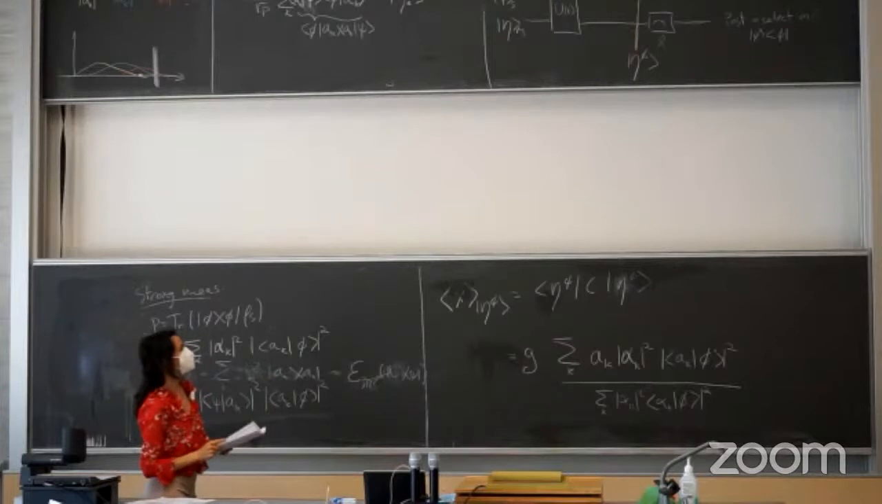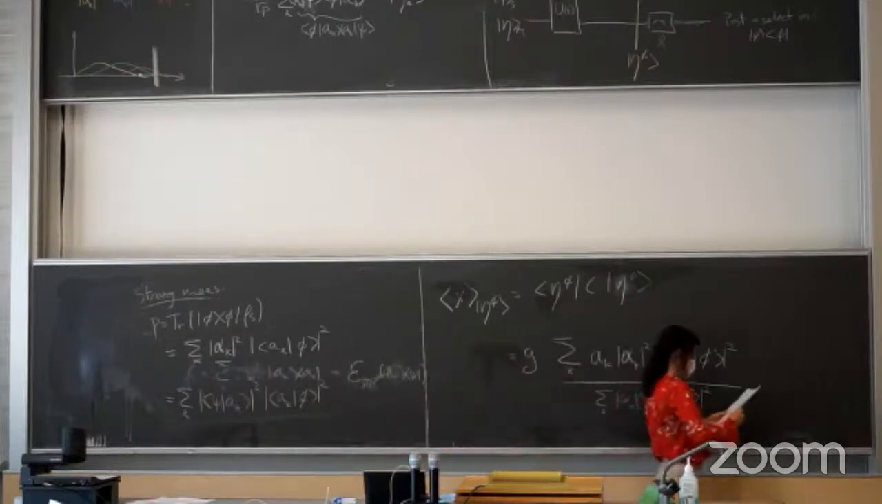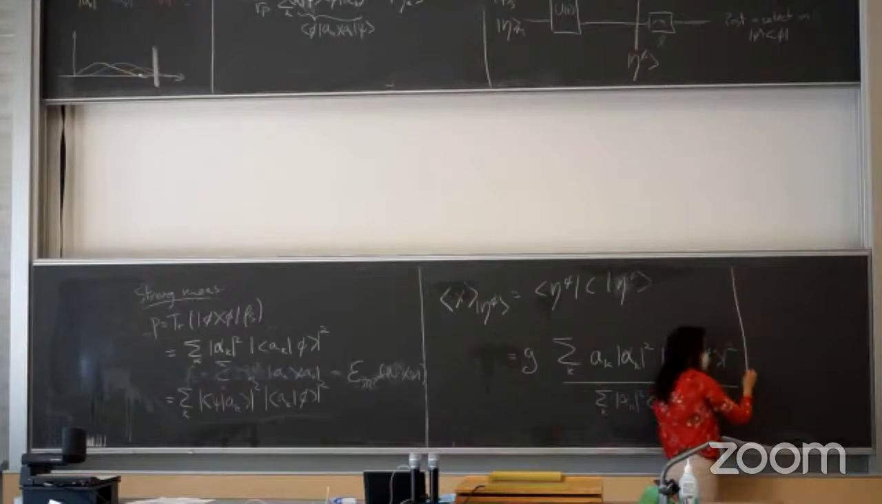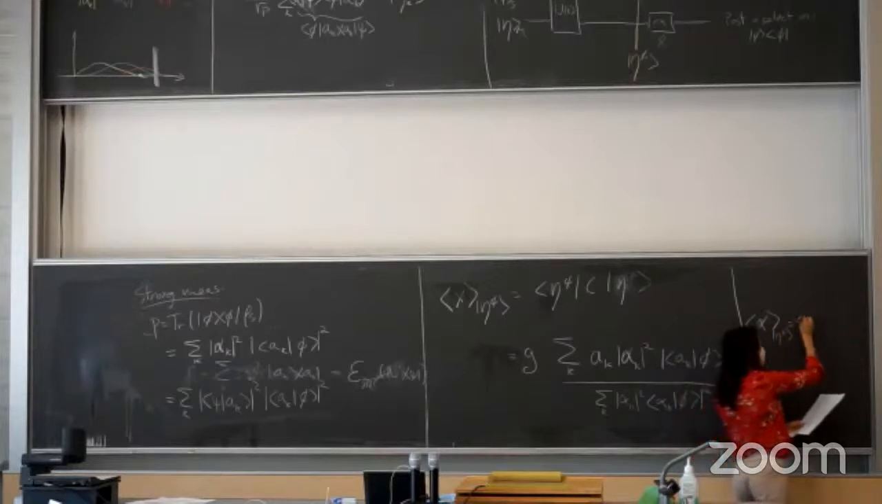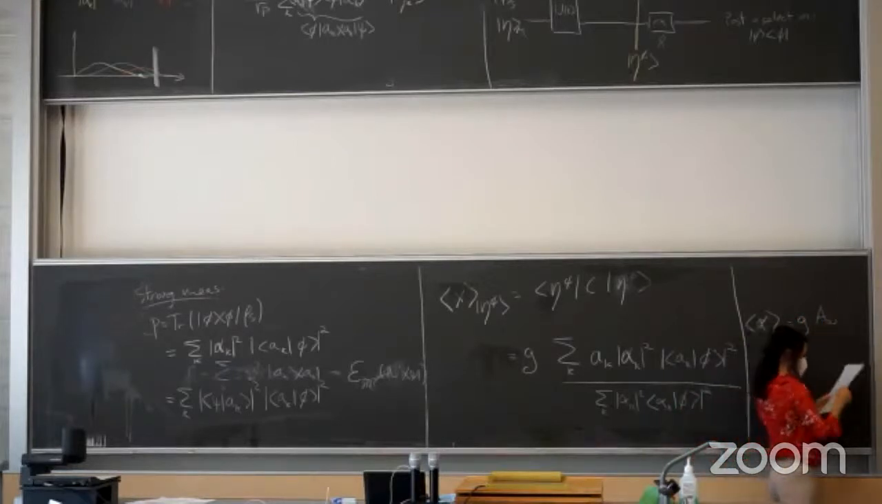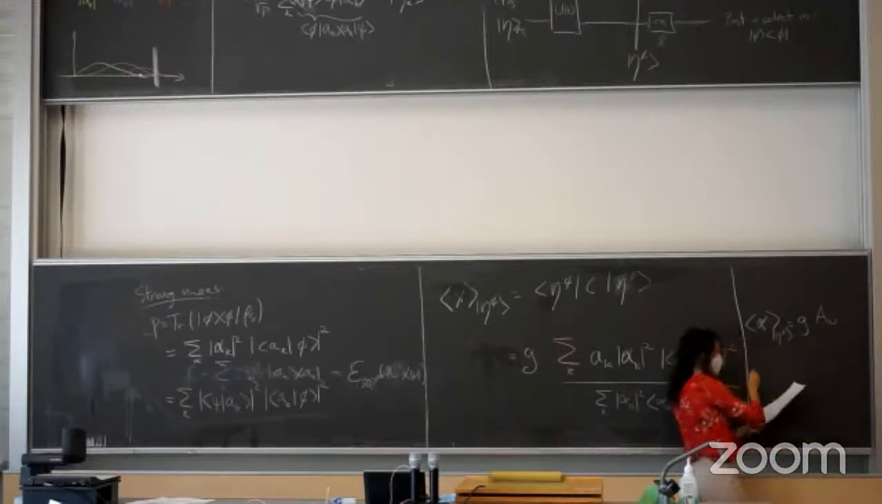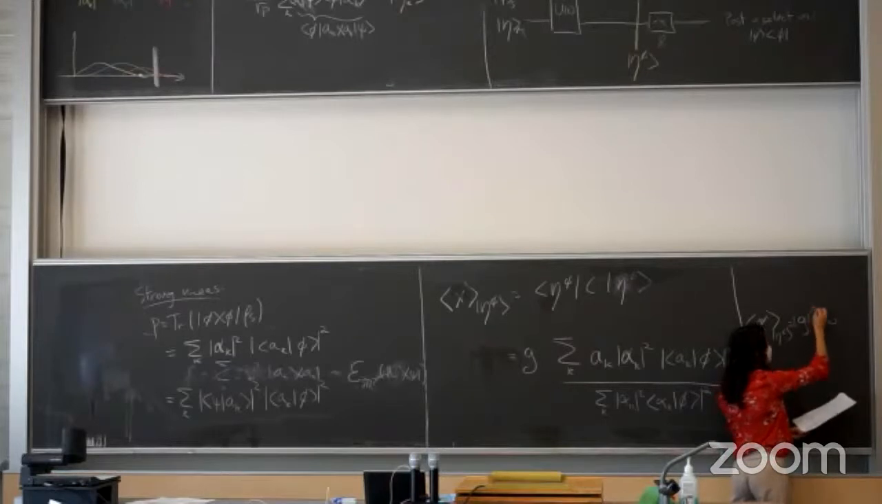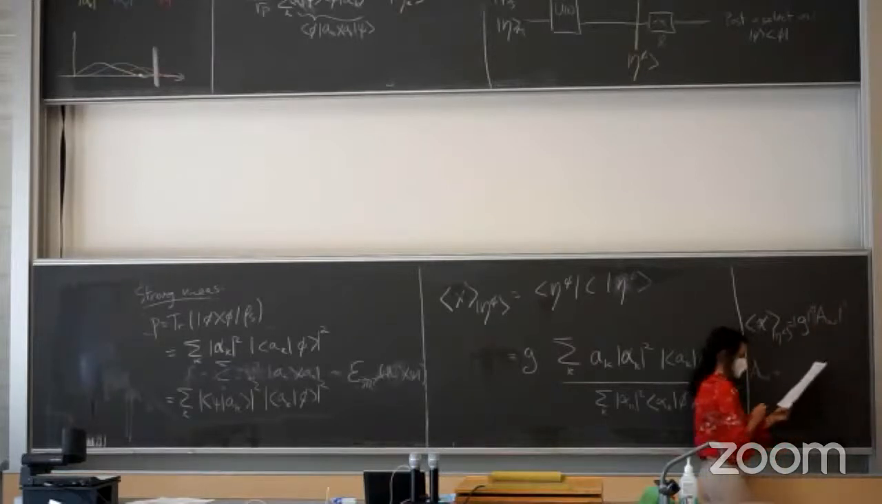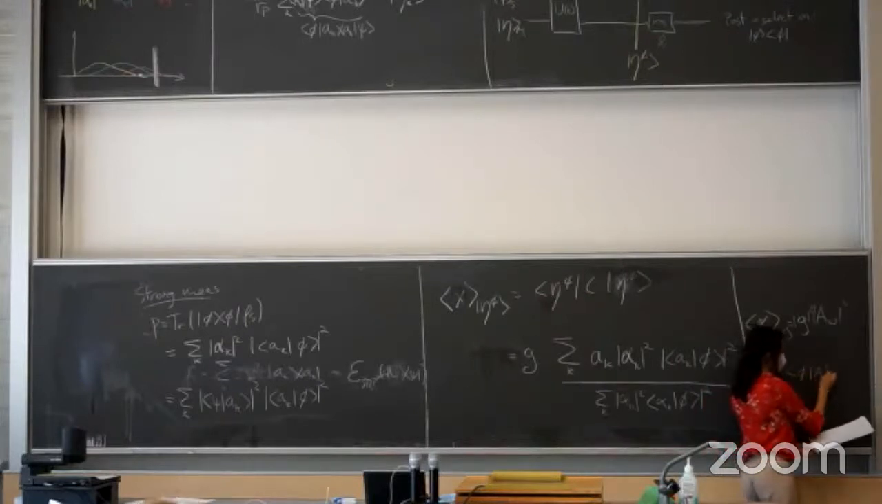Okay, so now what if it's a weak measurement? In this case, we'll see next time that x of the final state is going to be G times something called a weak value. And this up to some things. We'll do this explicitly next time.